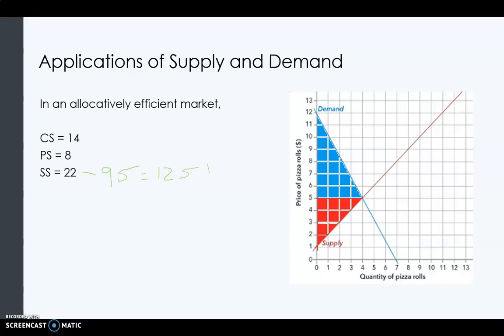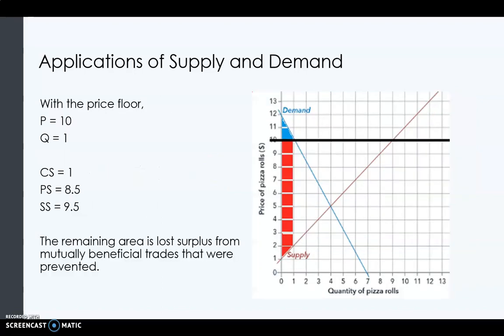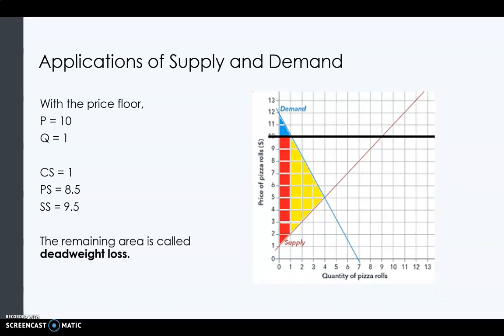So there's a difference here of 12.5, and that's just what happened to it. Yeah, what happened? Oh no. The remaining area is lost surplus. That's what I'm squiggling in green here. That remaining area is lost surplus from mutually beneficial trades that were prevented. Let's clean this up a little bit. That remaining area is called deadweight loss, or I usually abbreviate it DWL, D for dead, W for weight, L for loss.